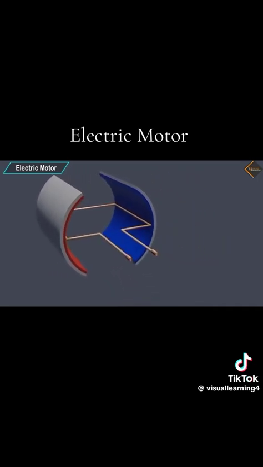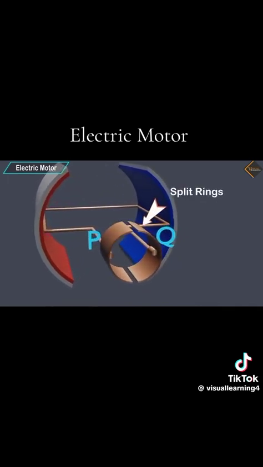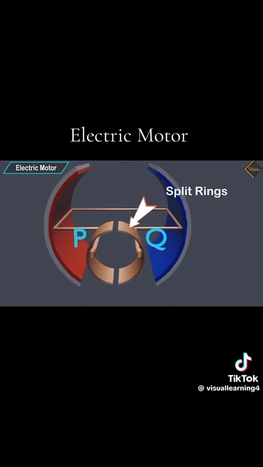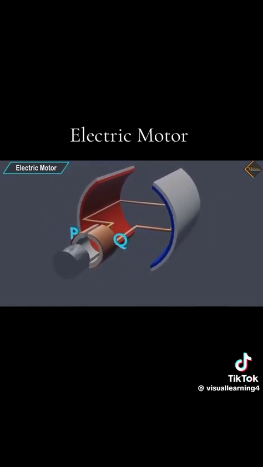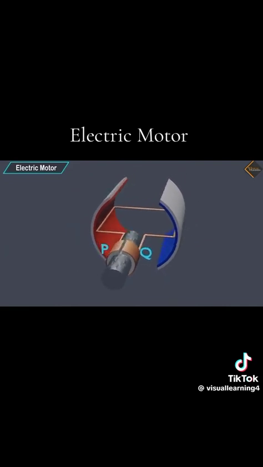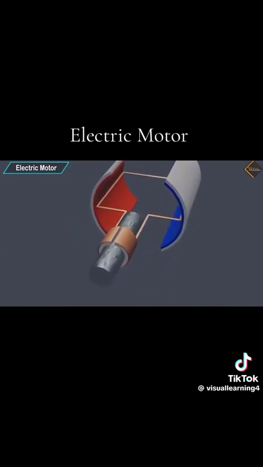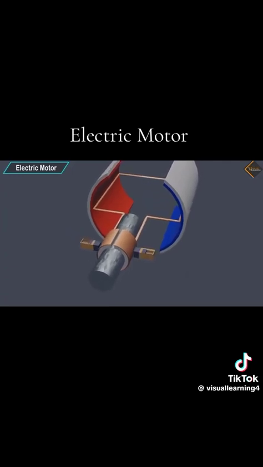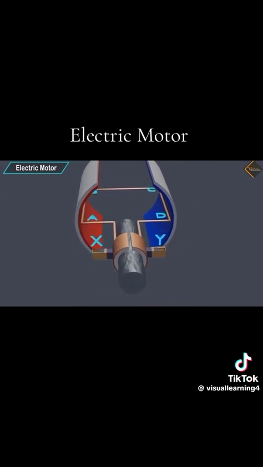The ends of the coil are connected to the two halves P and Q of a split ring. The inner sides of these halves are insulated and attached to an axle. The external conducting edges of P and Q touch conducting stationary brushes X and Y, respectively.